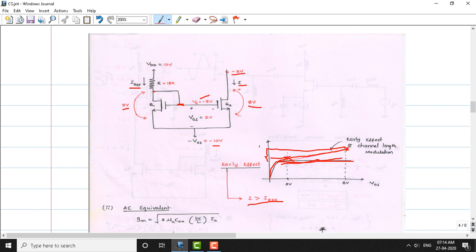So this is the problem of the current mirror circuit. However, if you make the two transistors ideal and more identical, then in such a case the curve will be a straight line, the resistance will be infinity, and both voltages will remain the same here.